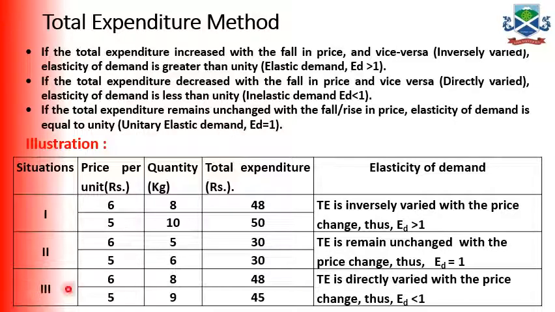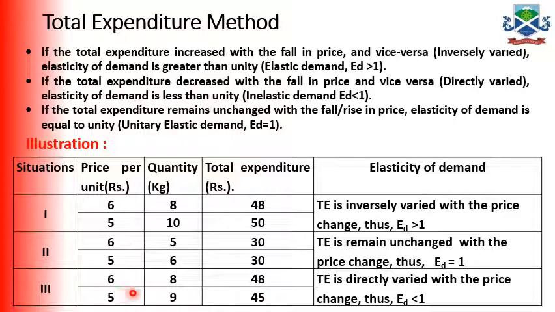Situation 3 has the same prices, 6 and 5. The quantity demanded, initially 8, increases to 9 since the price is decreased. If you multiply, earlier it was 48 and now it is 45. So as the price is decreased, the total expenditure also decreases, from 48 to 45.